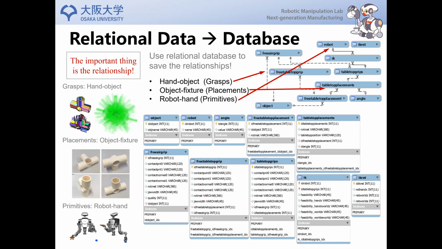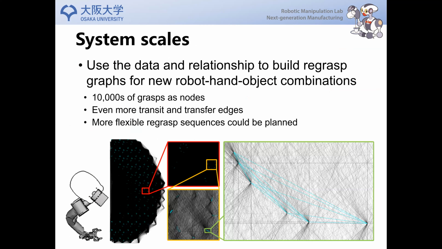And after that, we can reuse the data. We can load the data from the relational database, considering the arm and the specific hand, and also the object. We can combine them and build a new graph for different objects and different hands and different arms.